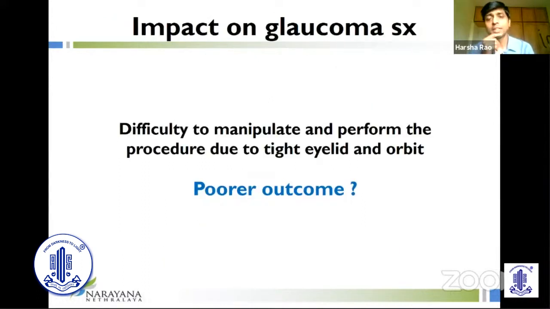How does PAP affect the outcomes of glaucoma surgeries? We all agree that we have seen patients with tight eyelids when we are trying to take their intraocular pressure measurements, when we are trying to manipulate the globe during the surgeries, or when we are trying to manipulate the globe for laser suturalization. But does this affect the outcome of the surgeries too?